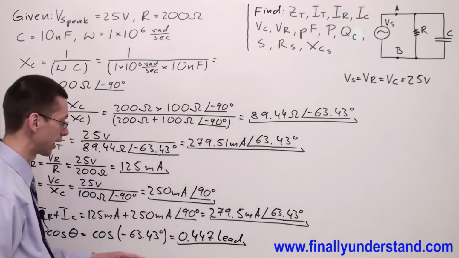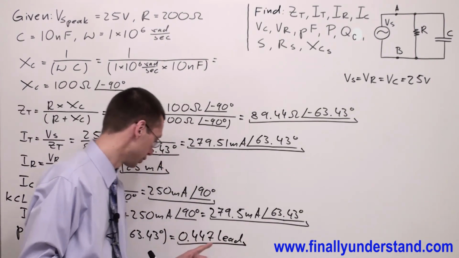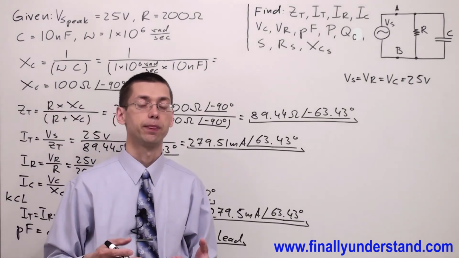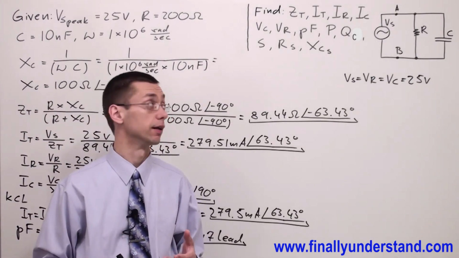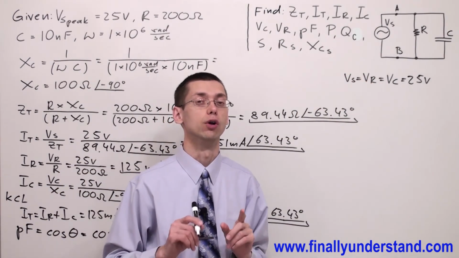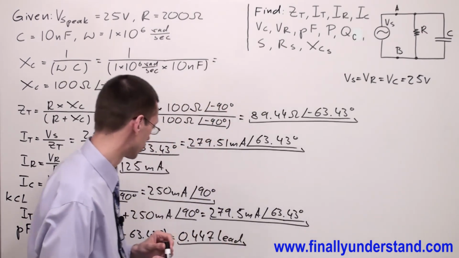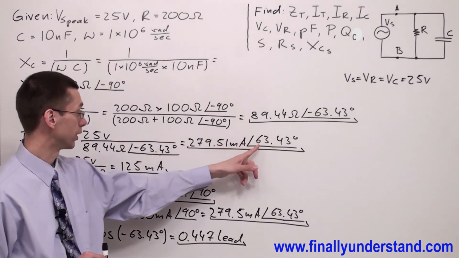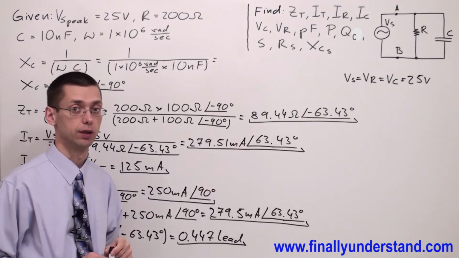Why am I supposed to write lead? Because the angle has negative sign, or simply you're supposed to understand that the current, total current in this circuit is going to lead the voltage source by the angle of 63.43 degrees.